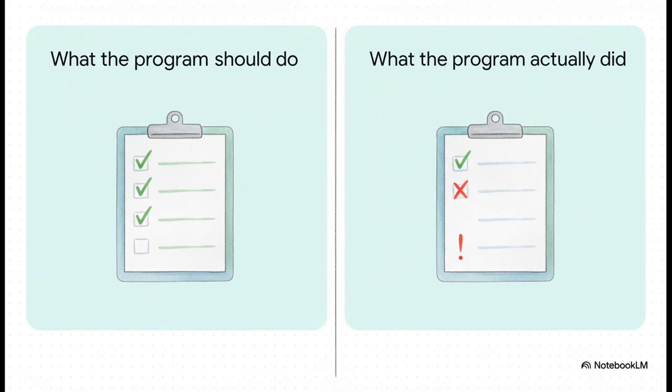This right here, this is the moment of truth. On one side, you have what the program was supposed to do, and on the other, what it really did. Any little difference between those two columns is a potential red flag. It points to a weakness in the company's controls that has to be investigated right away.